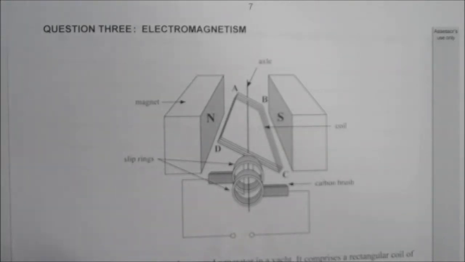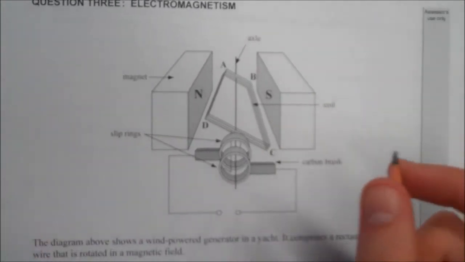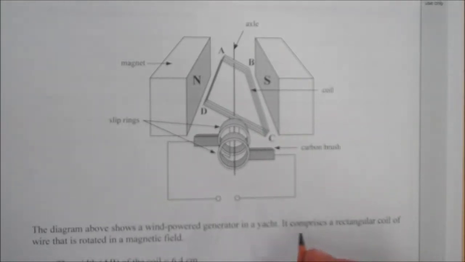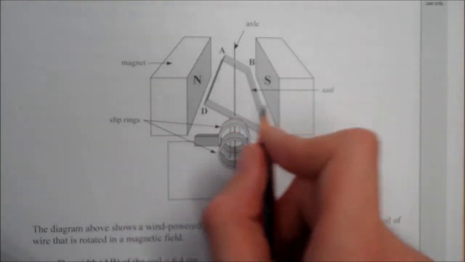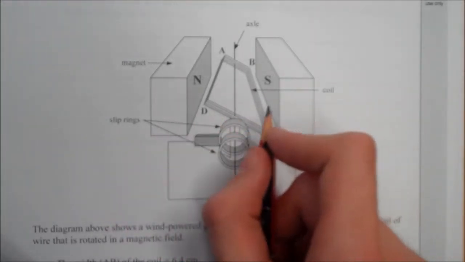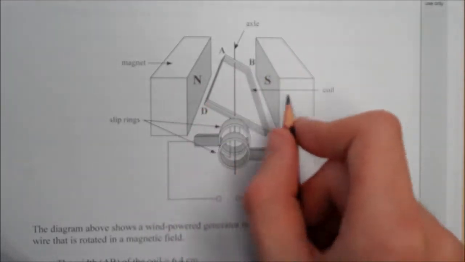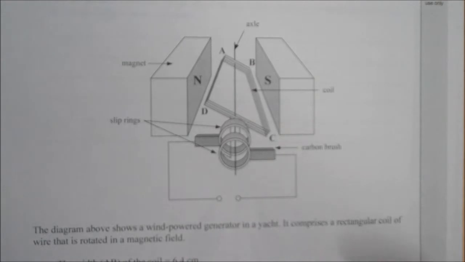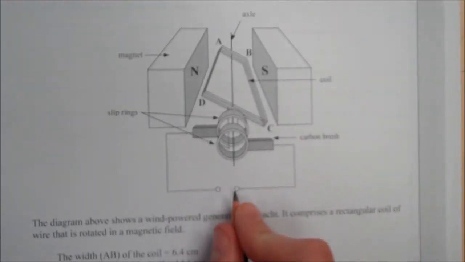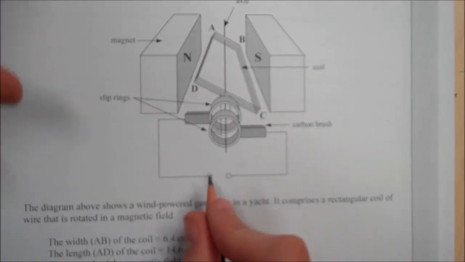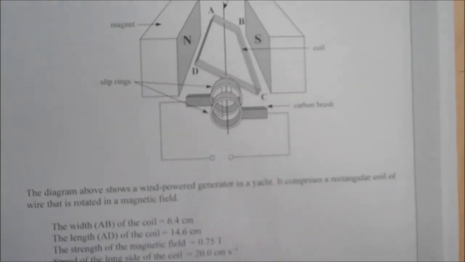This is question 3, which is on electromagnetism. We have this diagram here, which is of a wind-powered generator in a yacht. We've got a north and south magnet causing a magnetic field here, and we've got this coil of wire, which is on an axis, spinning around. That's all we really need to know, because this circuit isn't connected yet. That's probably going to be connected in the next question.